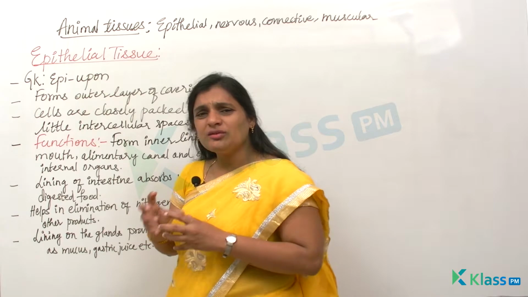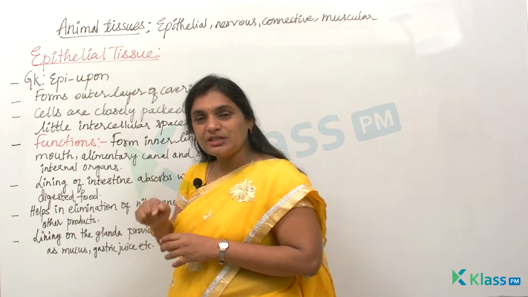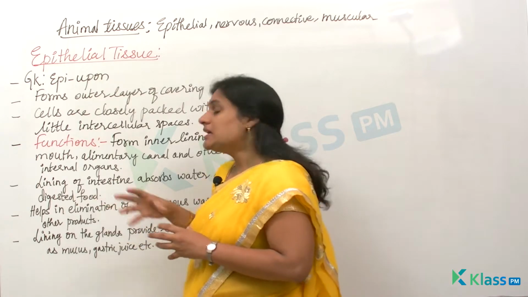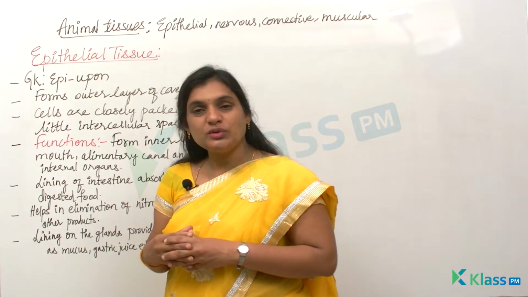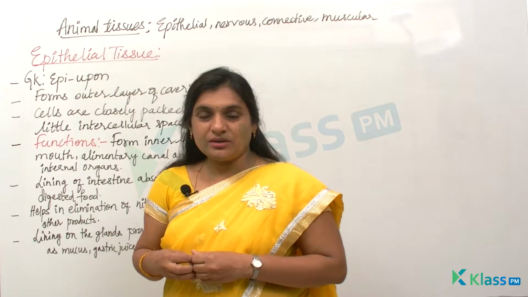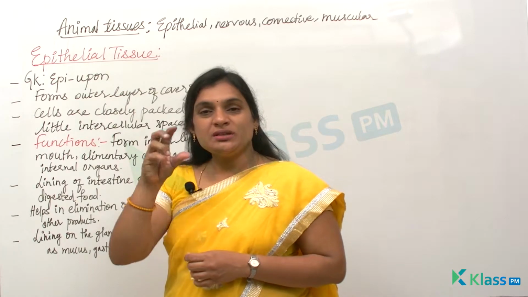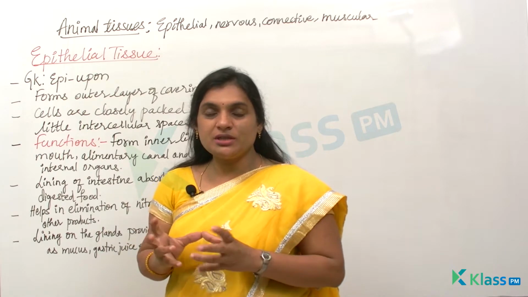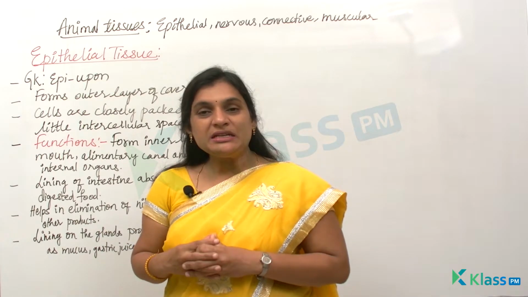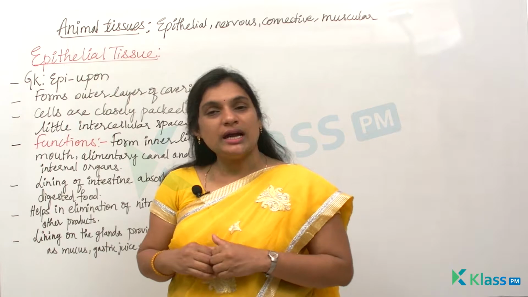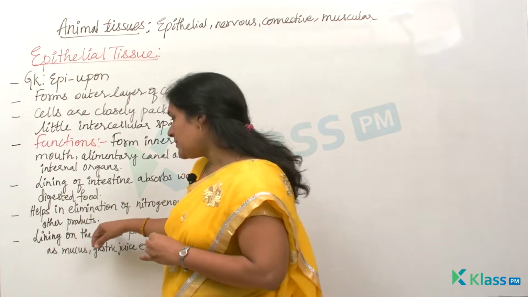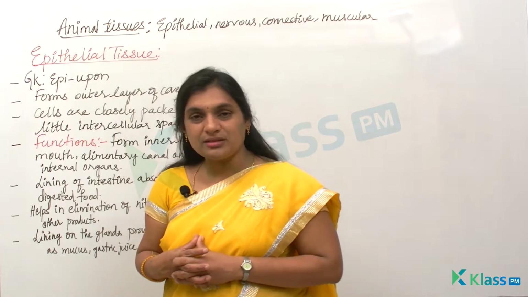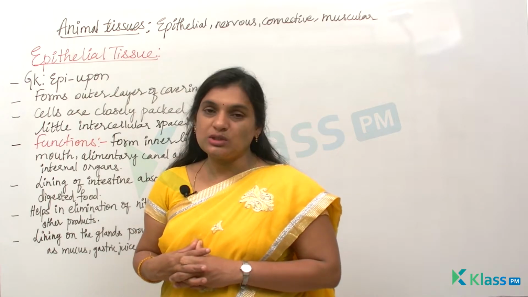The epithelial lining present over the intestine helps in absorption of water and digested food. We know that the food gets digested in our stomach and intestine. The intestinal wall has a lining of epithelial tissue which helps the intestine absorb water and digested food. Apart from that, it also helps in elimination of nitrogenous products from the body along with other waste.